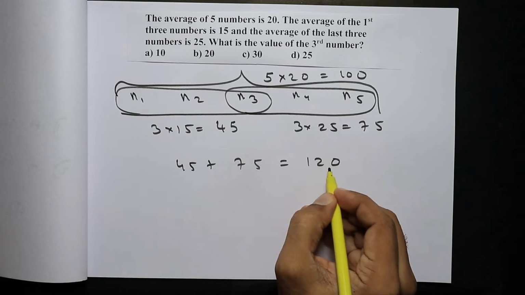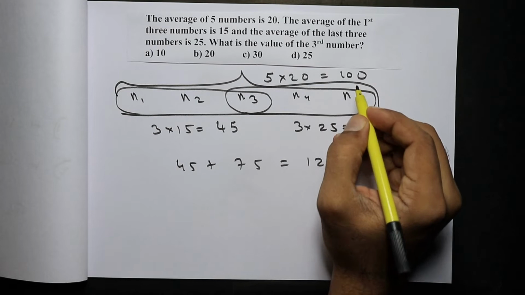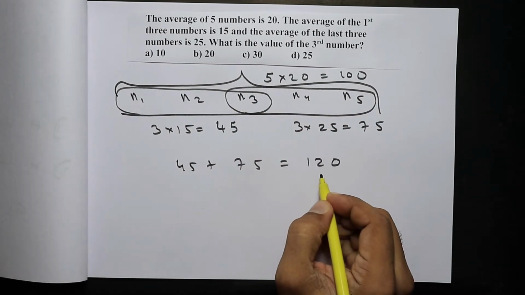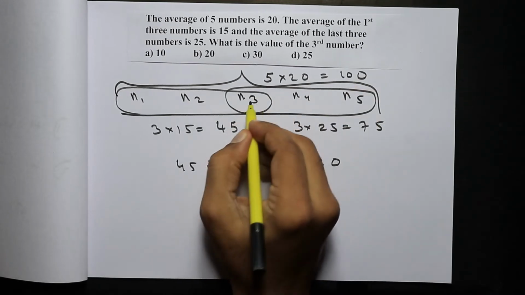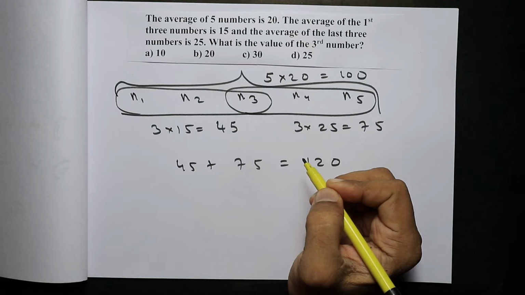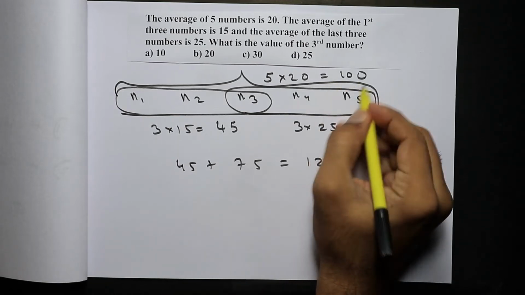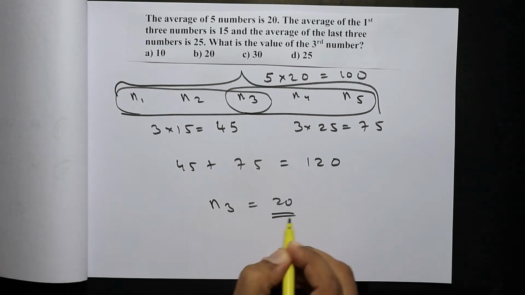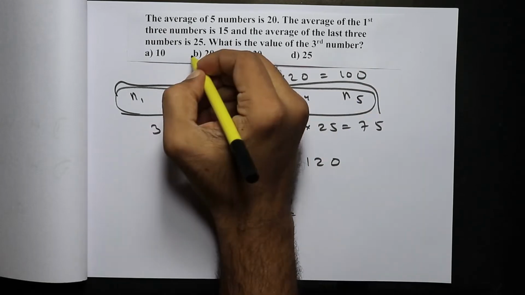That you can see is 20 more than their actual sum. Actual sum is only 100. If you add the first 3 and the last 3, it will be 20 more, it will be 120. Now why is it 20 more? Because the third number entry was added twice. So that is why the sum is 20 more than the actual sum, which means that the third number entry should be 20. Hence, what is the value of the third number? It should be 20, option B.